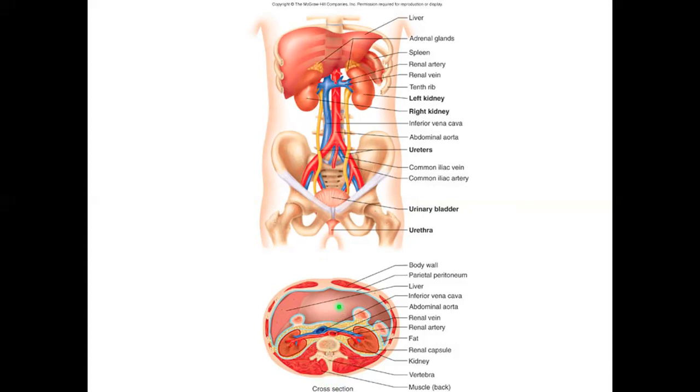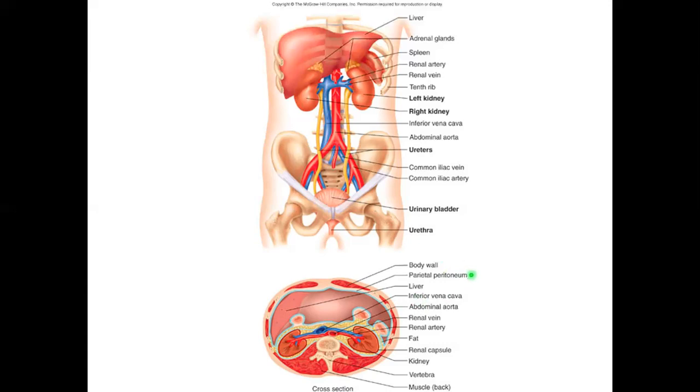And if you look in front of that, you have the liver and parts of your digestive tract. I know it's hard to see, but if you take a look too, look off to the right-hand side. So you have the body wall, right?